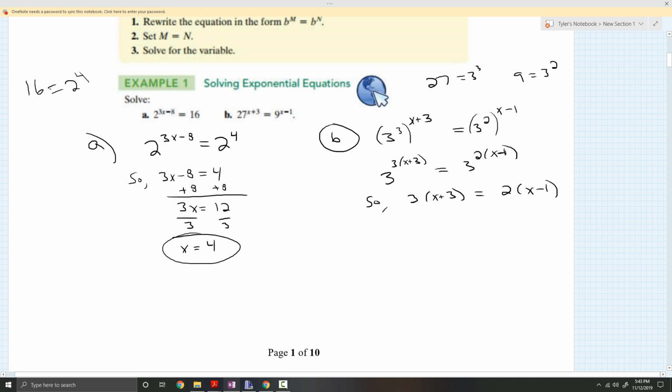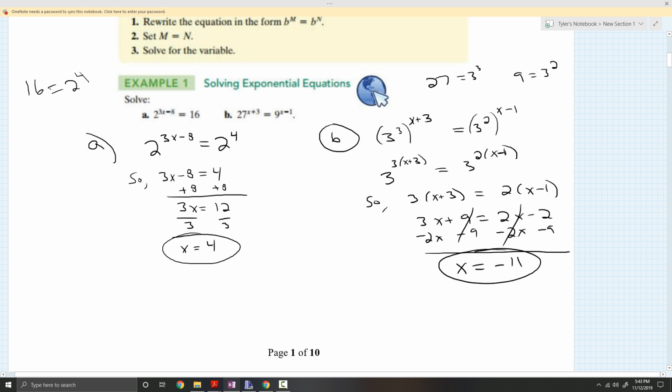Then I can work with this and get 3x plus 9, just distributing on the left, and on the right we get 2x minus 2. Then solving for x, I can subtract 2x from both sides, and subtract 9 from both sides. So that's gone, I'm left with x equals negative 2 minus 9, which is negative 11. That would be the answer for part B.